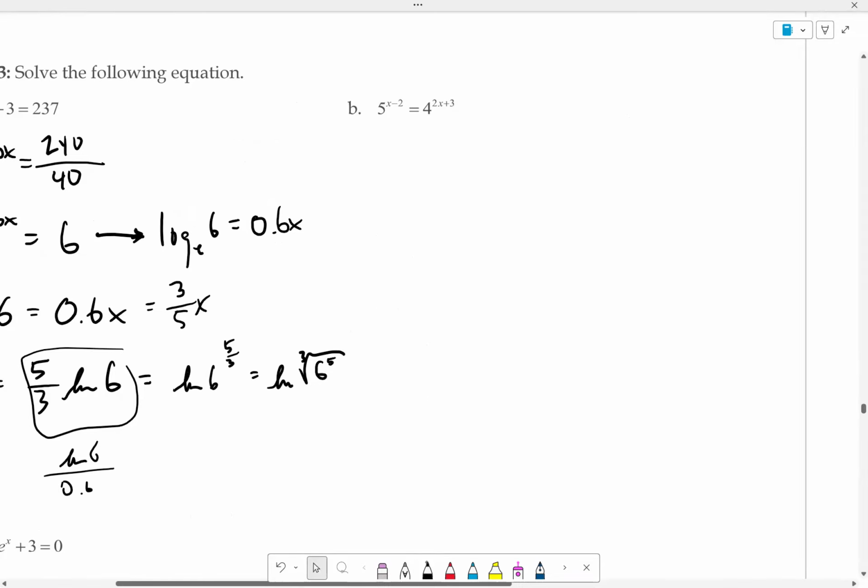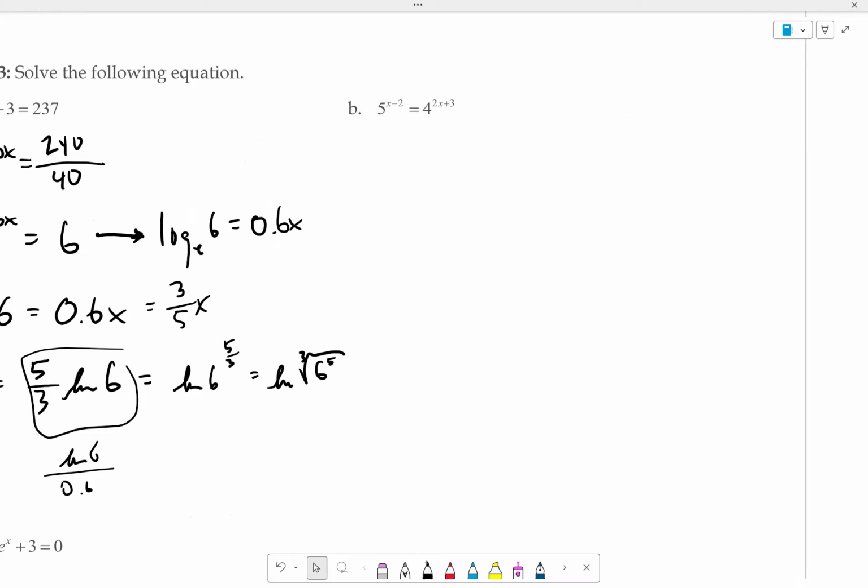B. Can we make them both powers of 5? No. Can we make them both powers of 4? Only if you're a miracle worker. Instead, what we're going to do is use the other method. We're going to do what to both sides? We're going to take the log of both sides. What log base what?